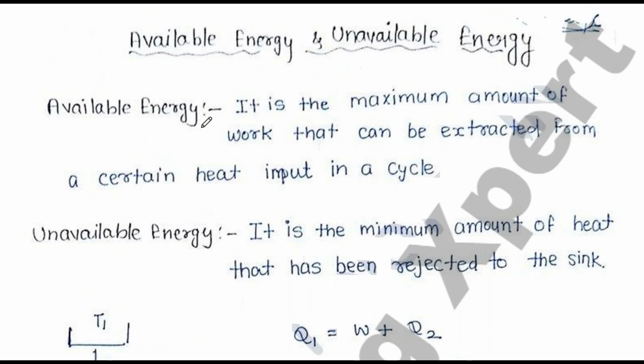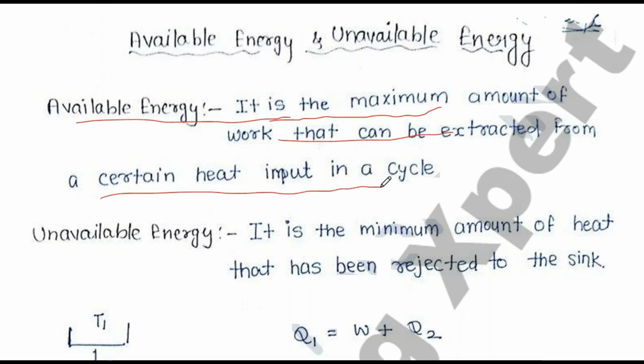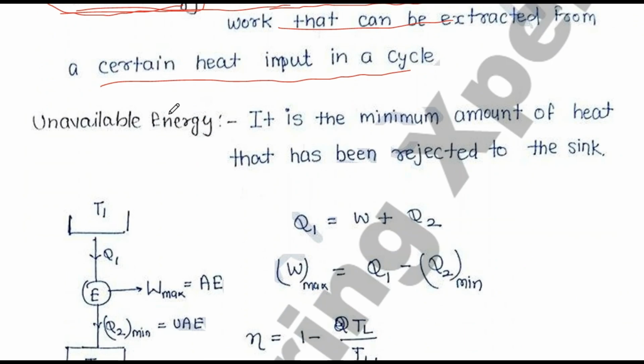So, available energy and unavailable energy. Available energy is the maximum amount of work that can be extracted from a certain heat input in a cycle. Suppose you are giving some input to an engine and expecting some output. The available energy is the work output that is the maximum that you can get by a particular input. So that is available energy that you can take out.